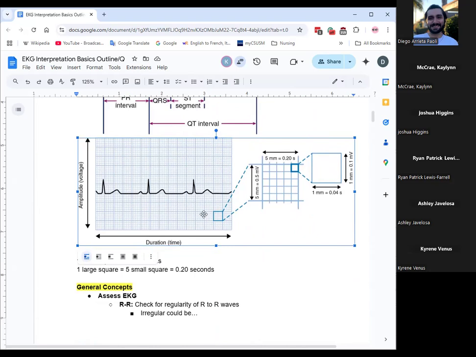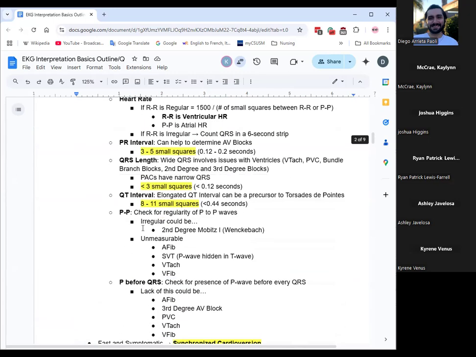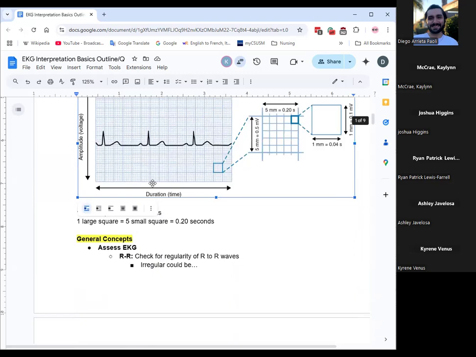At this point you guys got the in-class lecture and should have seen this stuff. Just to reiterate, a first degree AV block is when this PR interval is longer than expected, so more than 3 to 5 squares. Second degree AV block has two different types. In one of them, the PR interval will keep increasing until you have a dropped QRS. In the other type, the PR interval will be either normal or longer, but consistent, and then you'll have drops. So looking at the PR interval can be a way of determining some of your AV blocks.